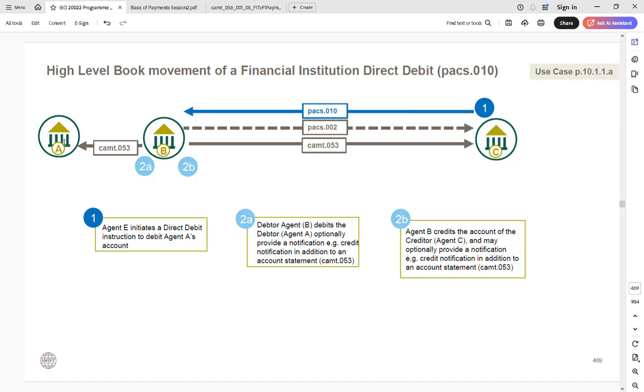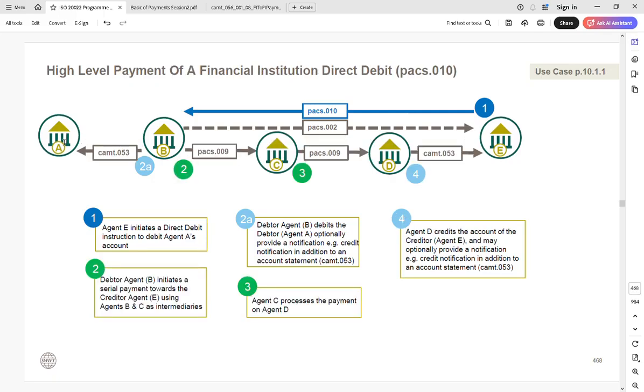The next example is the same, but it may not contain intermediary requests. This is directly from A to B to C here. Did you understand this concept, right? The below part is the payment movement part, the above part is the request part. The PACS.010, the blue one, is the request part, and the below part is your credit transfer information.